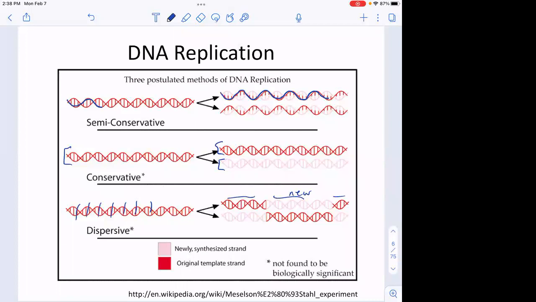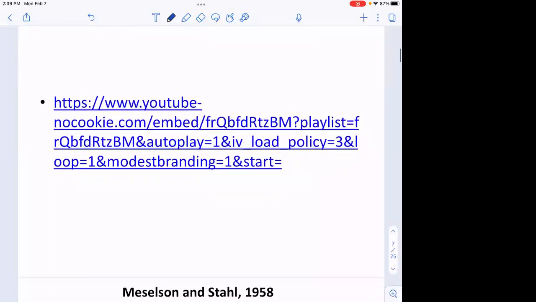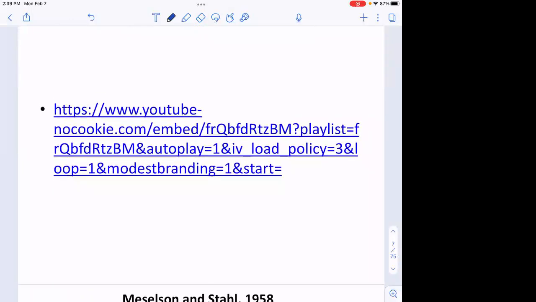There's a very famous experiment that I want to talk about called the Meselson and Stahl experiment. And this has been called the most beautiful experiment in biology because not only did it prove which of those methods was correct, but it also disproved the other two.